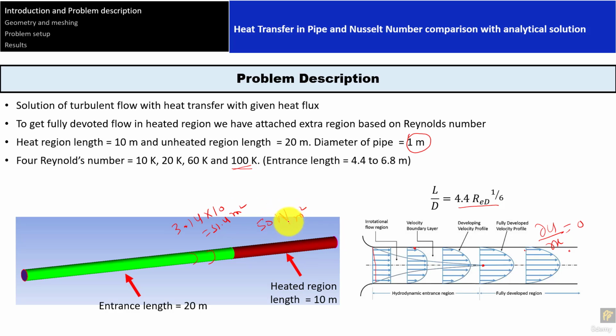So if you apply this, it means that we are applying basically 50 into 31.4 watts. But if you make it per unit area, this is equal to 50 watts per meter square. So for 1 meter square area, basically we are applying 50 watts. Okay, so this is the starting of the problem.